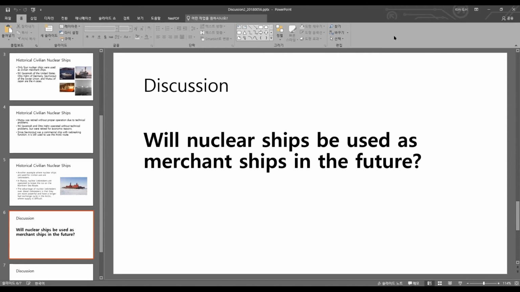I agree with Yusang's opinion. The main factor is the production cost. In addition to others' opinions, it is considered necessary to establish a treatment standard for retiring a nuclear ship due to the risk of radioactive leakage.